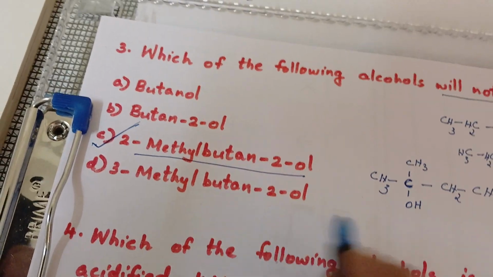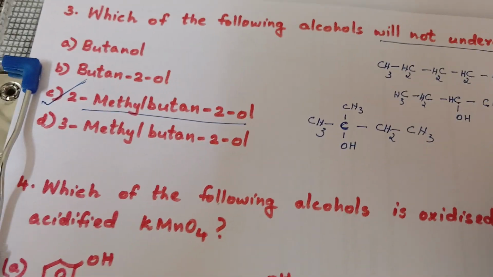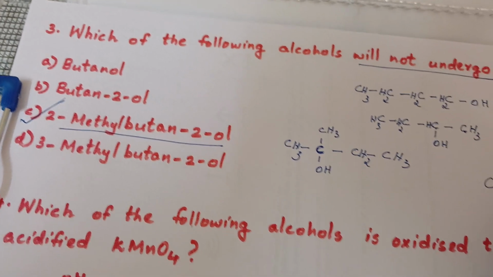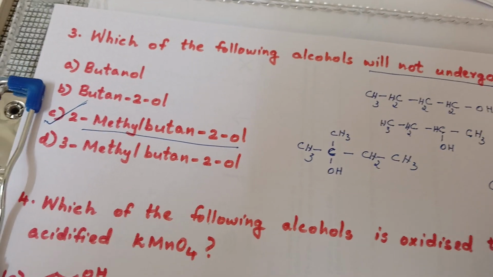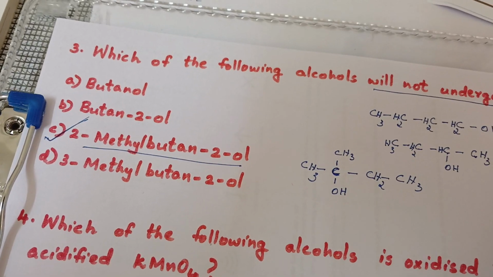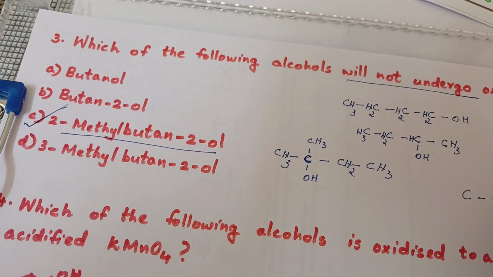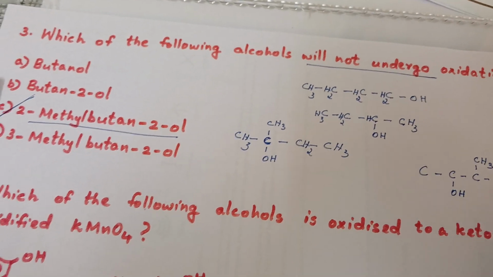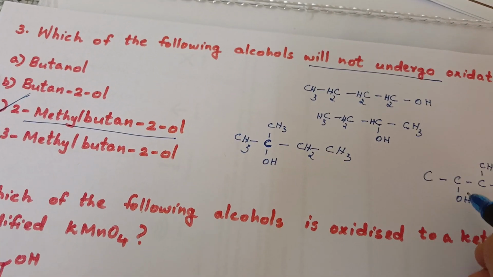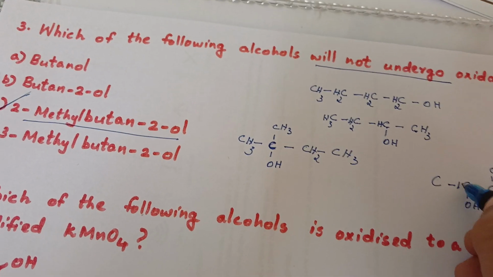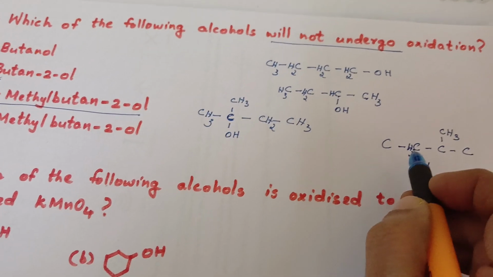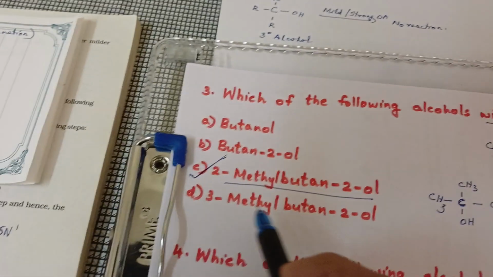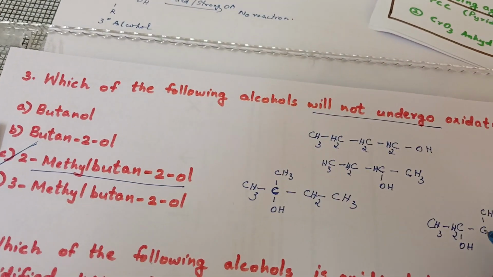You need to write this also. So let us see. That is 3-methyl-butan-2-ol. 3-methyl, 1, 2, 3. On the second one, there is OH. So this carbon has an alpha hydrogen. So this will also undergo oxidation. So our option C was the correct choice.